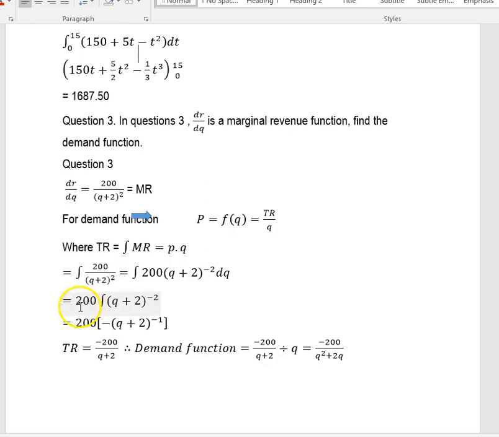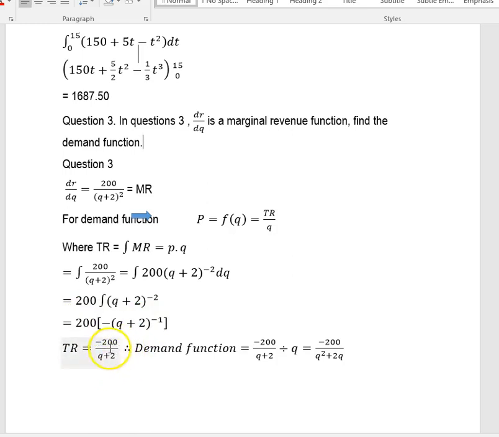I bring the 200 out of the integral sign. I will integrate that. Add 1 to that, it gives you minus 1. Divide by minus 1, it gives you that. And then don't forget also that since differentiating that in the brackets gives you 1, it does not change the equation, but still becomes your integral of that. And so don't forget that we are told that this is our total revenue function, but because we are determining the demand function, we divide all by Q. I divide all of this equation by Q. If I rewrite this equation, it becomes like that.